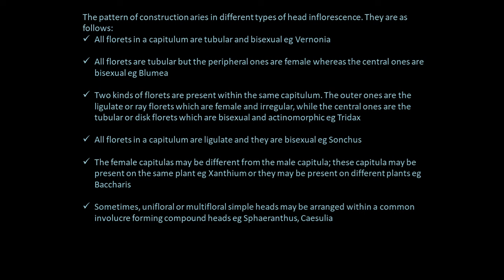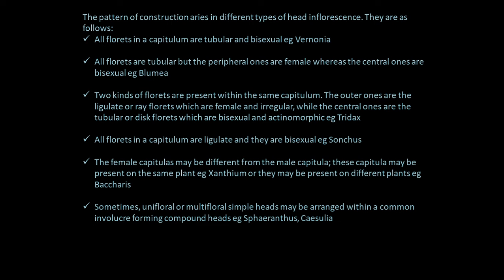In Tridax, two kinds of florets are present within the same capitulum. The outer ones are the ligulate or ray florets, which are female and irregular, while the central ones are the tubular or disc florets, which are bisexual and actinomorphic. Or in Sonchus, all florets in a capitulum are ligulate and they are bisexual.